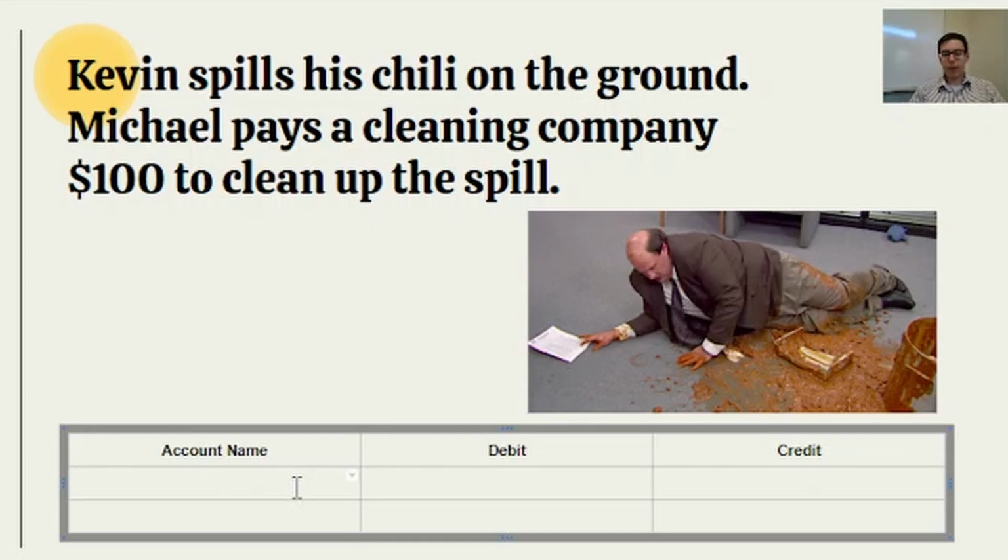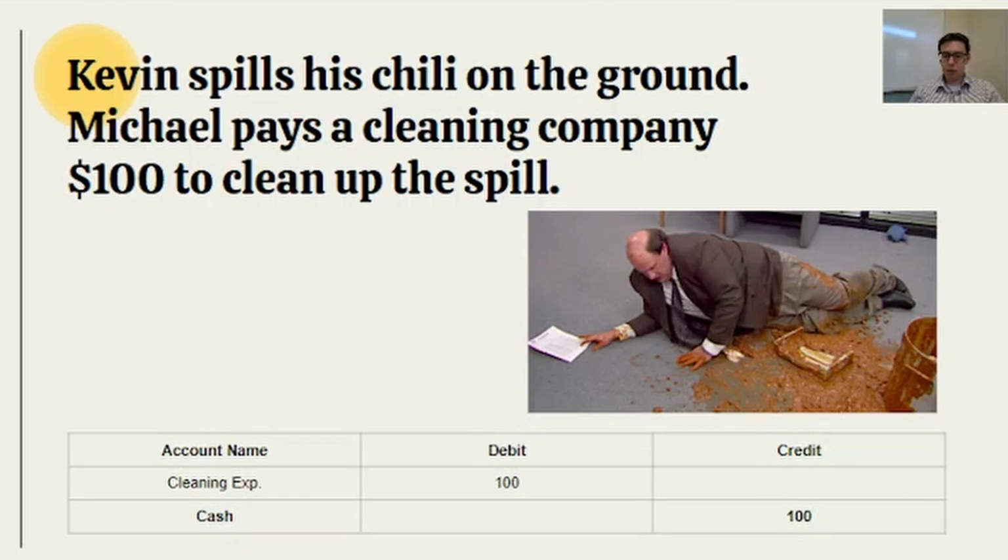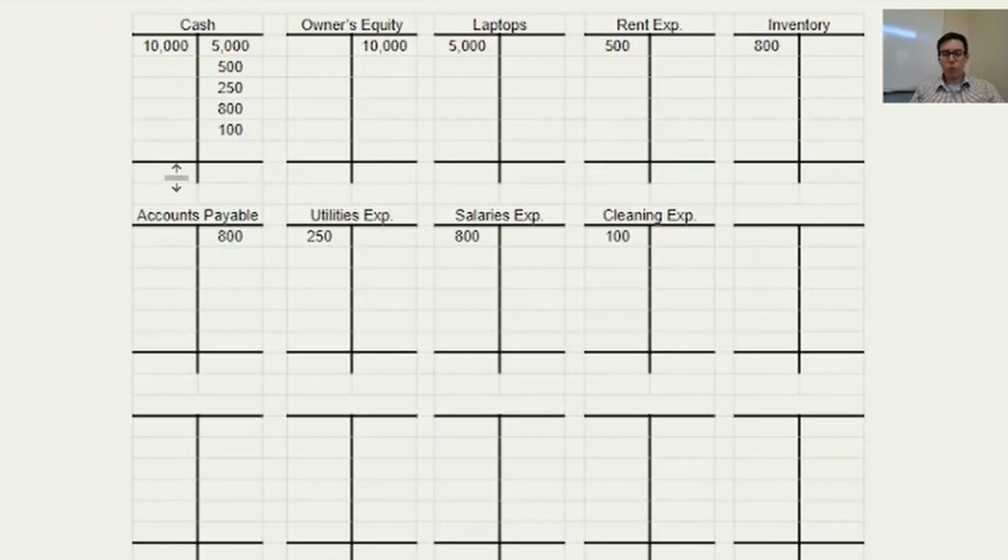Okay, we're paying the cleaning company. We are just going to call this cleaning expense. Again, we've got a bunch of expenses here, and these are all treated very similarly. $100 increase, debit side. And again, we're going to assume that we're paying cash here. It says nothing about credit, so we'll assume that we're paying cash. $100 in the credit column on cash, $100 in the debit column on cleaning expense.